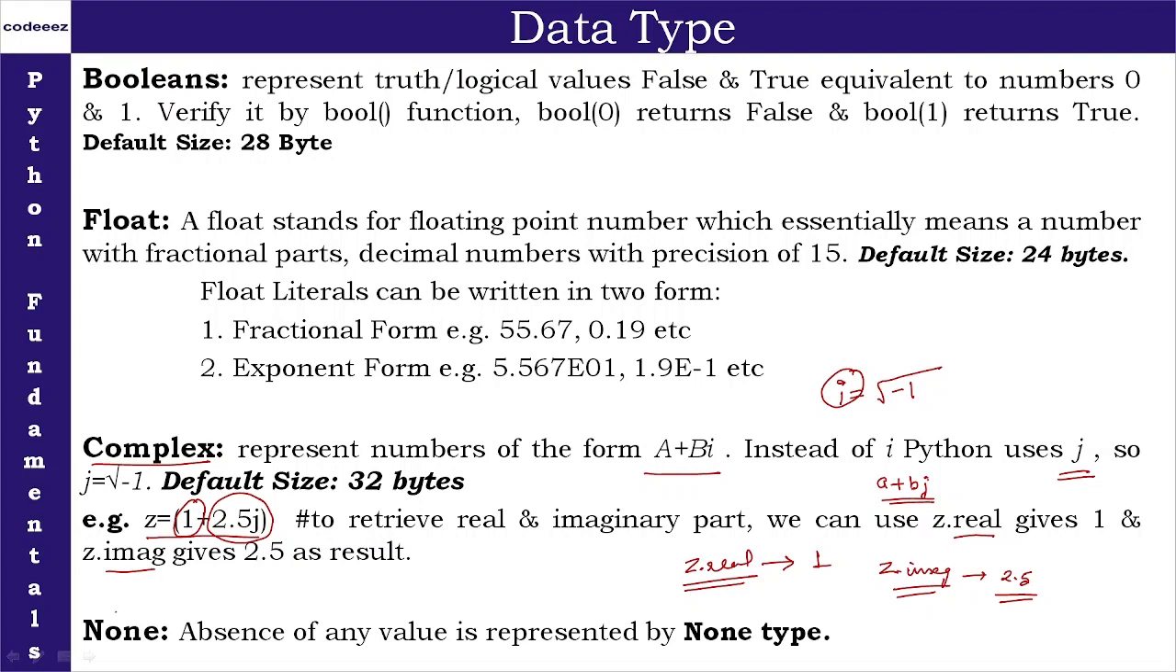Now the next one is None. None is simply a value that represents null, meaning nothing. No value is present, not even zero, not even false, not even an empty string. Nothing. You can correlate it with the term vacuum. In a vacuum, nothing is present, not even air. Similarly, here None means nothing, the absence of any value.